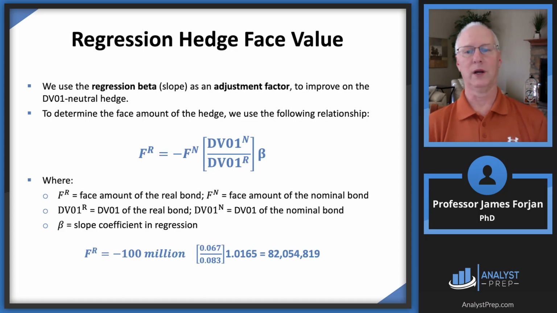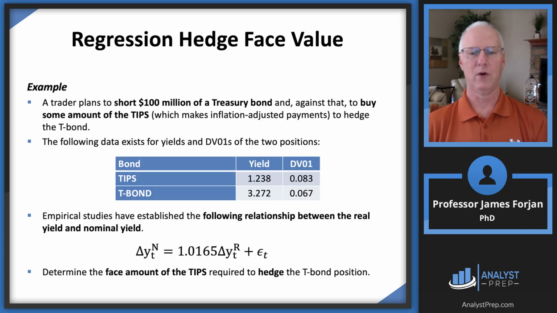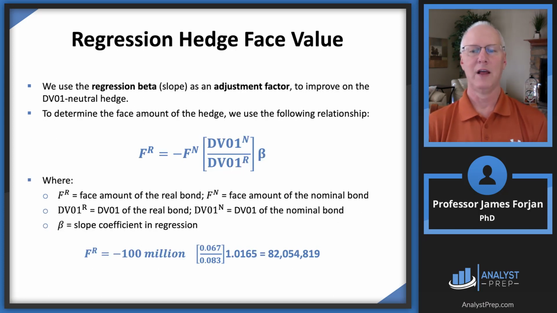All right, so all we're going to do is the same thing. There's the face value. There's our hedge ratio, so the 67 divided by 83. And then we're going to adjust that by the beta of the 1.01. Did I get all those decimals in there? Yeah, 1.0165. And that gives us 82,000.